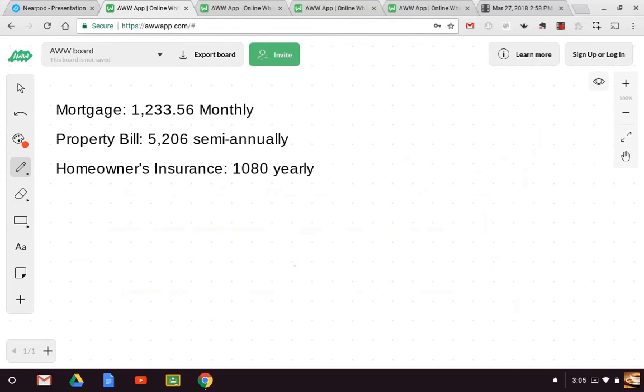So we're going to start off with the mortgage. The mortgage is already monthly, so we just have to record that. That's going to be one of our payments, $1,233.56.